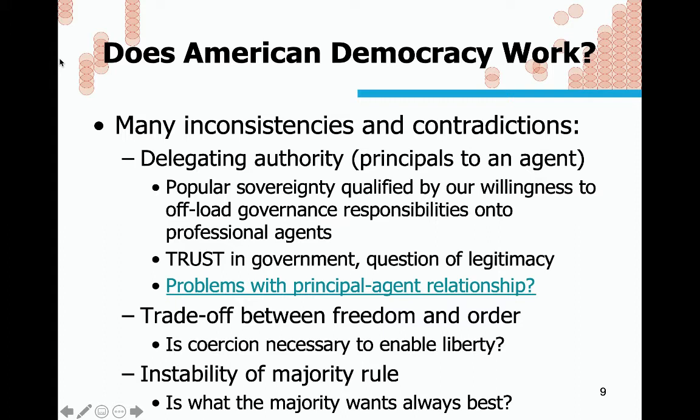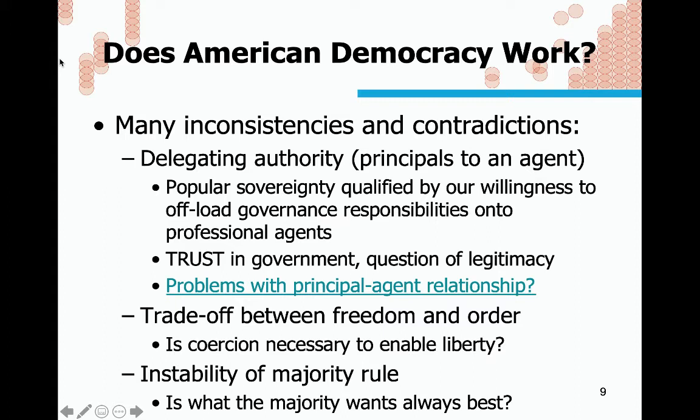Trade-off between freedom and order. Back to that link from a couple slides ago, the cartoon that perhaps you've watched. Is coercion necessary to enable liberty? The safe answer is yes, right? I mean, we can't be free to go killing people and stealing things, right? We need rules, and we need a political system to impose those rules.